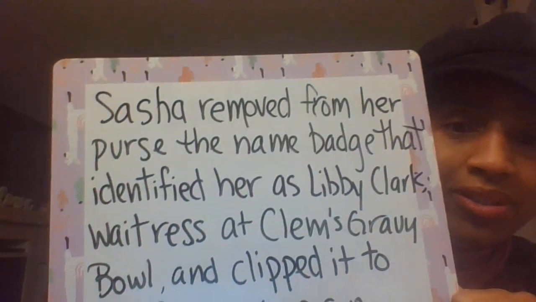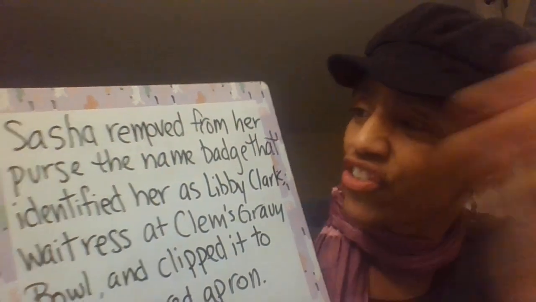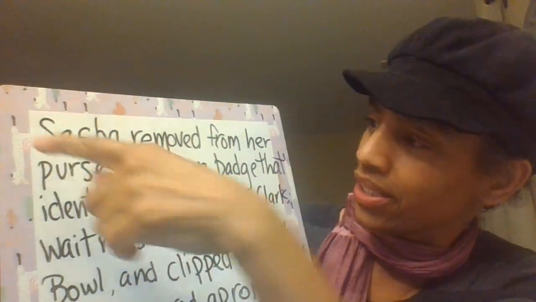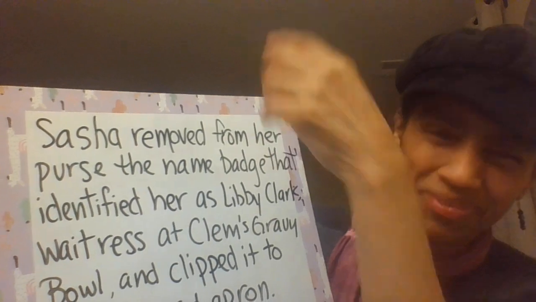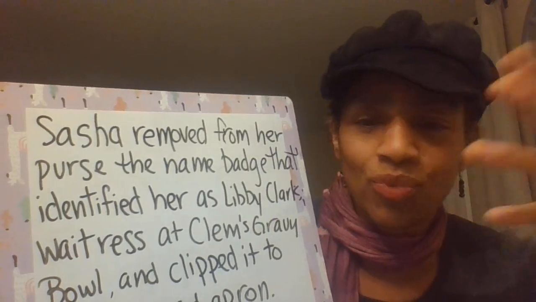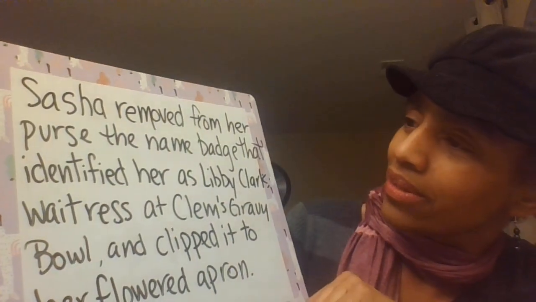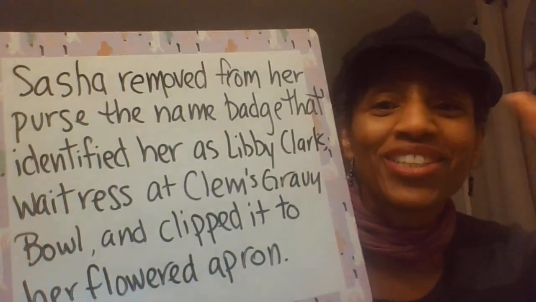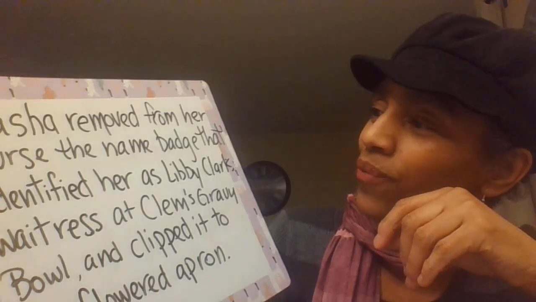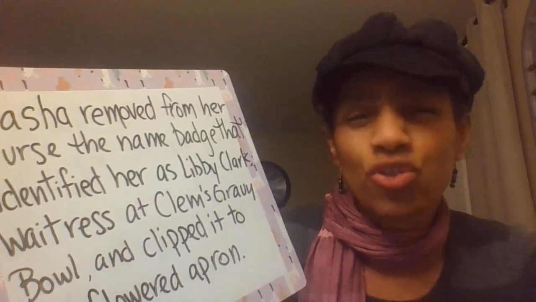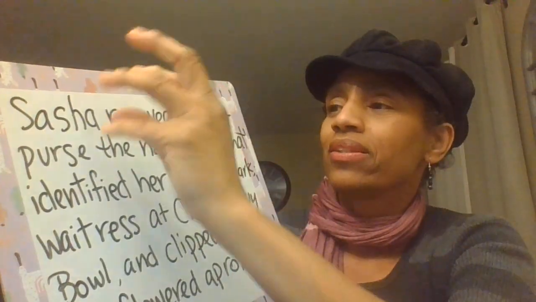Sasha removed from her purse the name badge. I could also have done: from her purse, comma, Sasha removed the name badge. That's a whole lot of little comma clauses in one sentence, but it still works. You could do it either way. This one has been a super fun one. So work those clauses so that they communicate with each other. In the original sentence, you could see there were gaps and places for the reader to stumble, which is what you do not want.